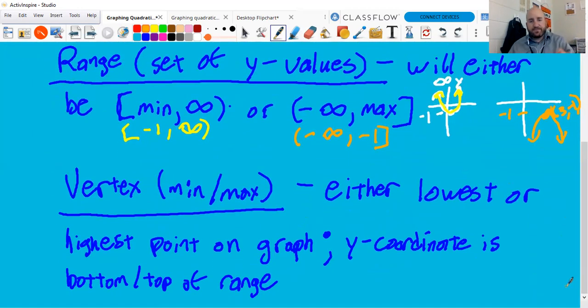All right, vertex. Again, vertex is either our lowest point or our highest point. If it's the lowest, it's the minimum, which will be the case here. If it's the highest, it's the maximum, which would be the case here. The y coordinate, as I just talked about, is the bottom or the top of my range. Again, y'all can pause this if you need to get that. I'm going to move on to the next slide.